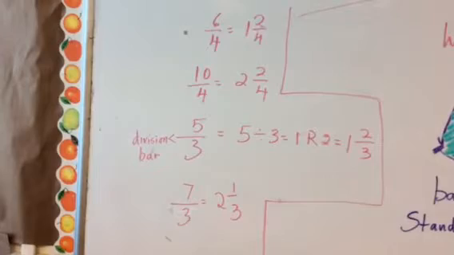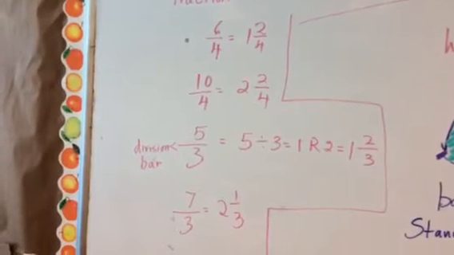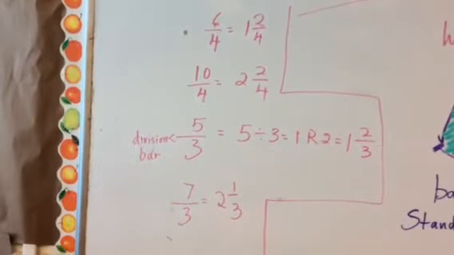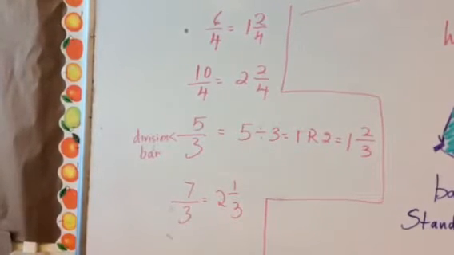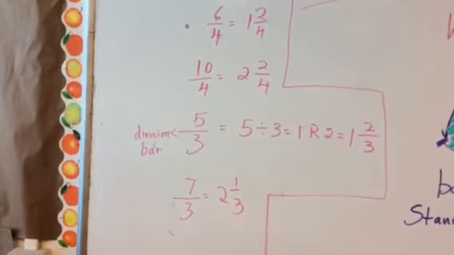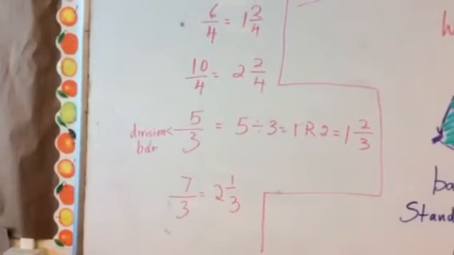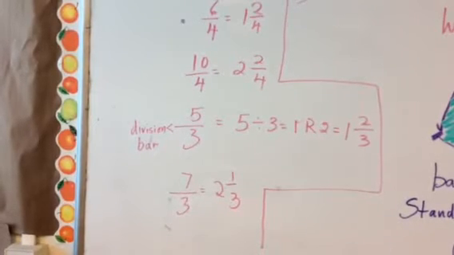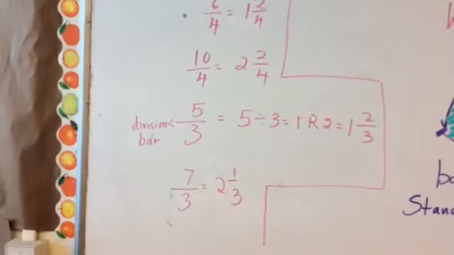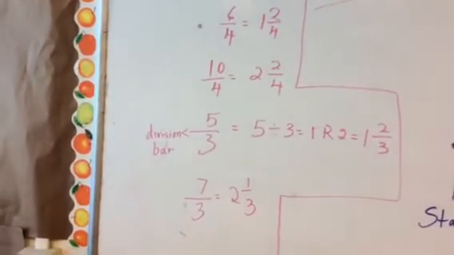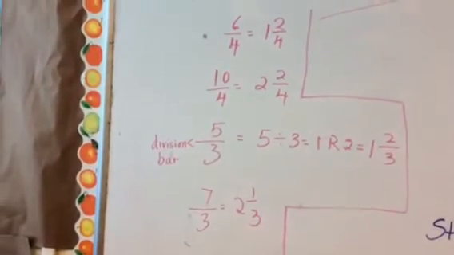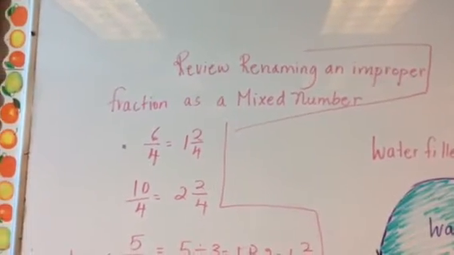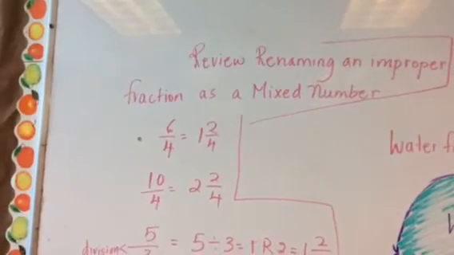7/3 is an improper fraction. Another way you can look at it is how many 3's are there in 7? 2 groups. So 2 wholes and 7 minus 6, because 2 wholes means 3 plus 3, right? So 7 minus 6 is 1/3. So 2 wholes and 1/3. So just a little on the sidebar, just knowing how to review renaming an improper fraction into mixed numbers.